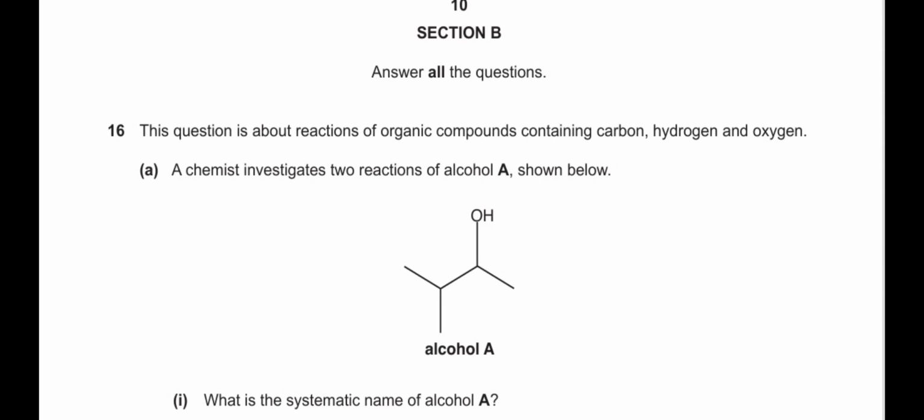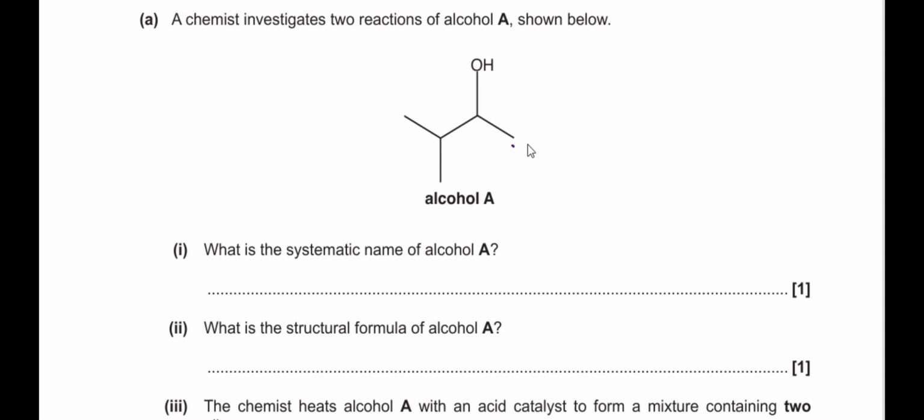We are on to section B now. This question is about reactions of organic compounds containing carbon, hydrogen and oxygen. A chemist investigates 2 reactions of alcohol A as shown below. What is the systematic name of alcohol A? The longest chain is 4 carbon atoms, and therefore it is a derivative of butane. Then on the second carbon atom, the main alcoholic group is attached, therefore it should be butan-2-ol.